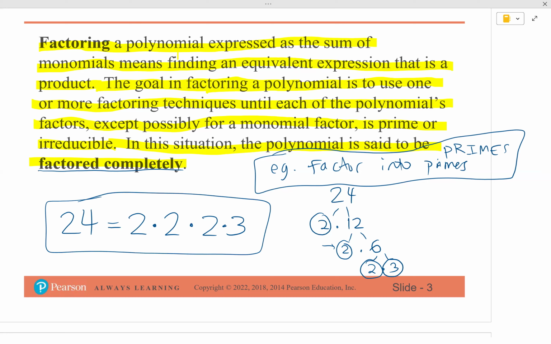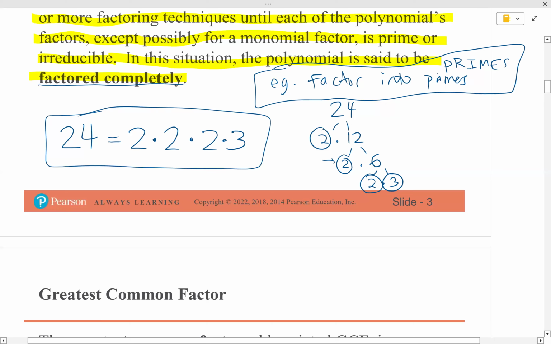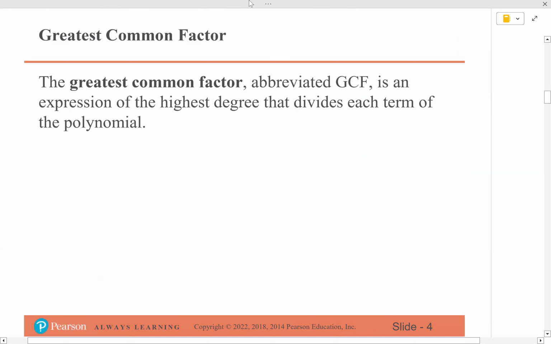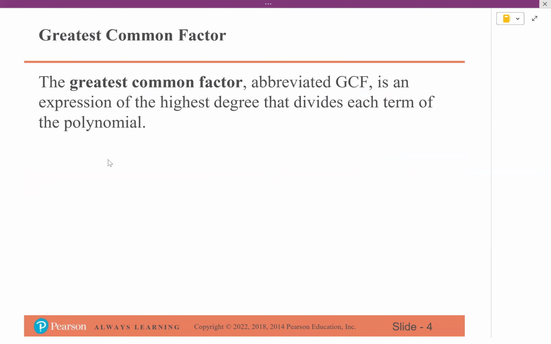And then what we really care about today is that you can break any polynomial down into prime polynomials. So it's kind of akin to that. I don't know if that helps you, and don't worry if that doesn't make too much sense. I think as we do examples, it'll make more sense. But the first technique is greatest common factor.